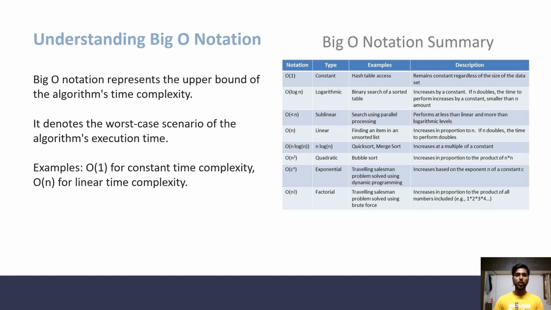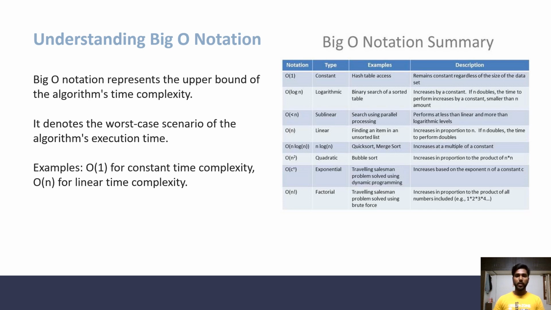Now we'll see big O(log n). It is logarithmic. It is used in binary search of a sorted table. Increases by a constant: if n doubles, the time performed increases by a constant smaller than the n amount. Now we'll see big O(smaller than n). It is sublinear. Search using parallel processing performs at less than linear and more than logarithmic levels. Now we'll see big O(n). It is linear. Example: finding an item in an unsorted list. Description: increases in proportion to n. If n doubles, the time to perform doubles.